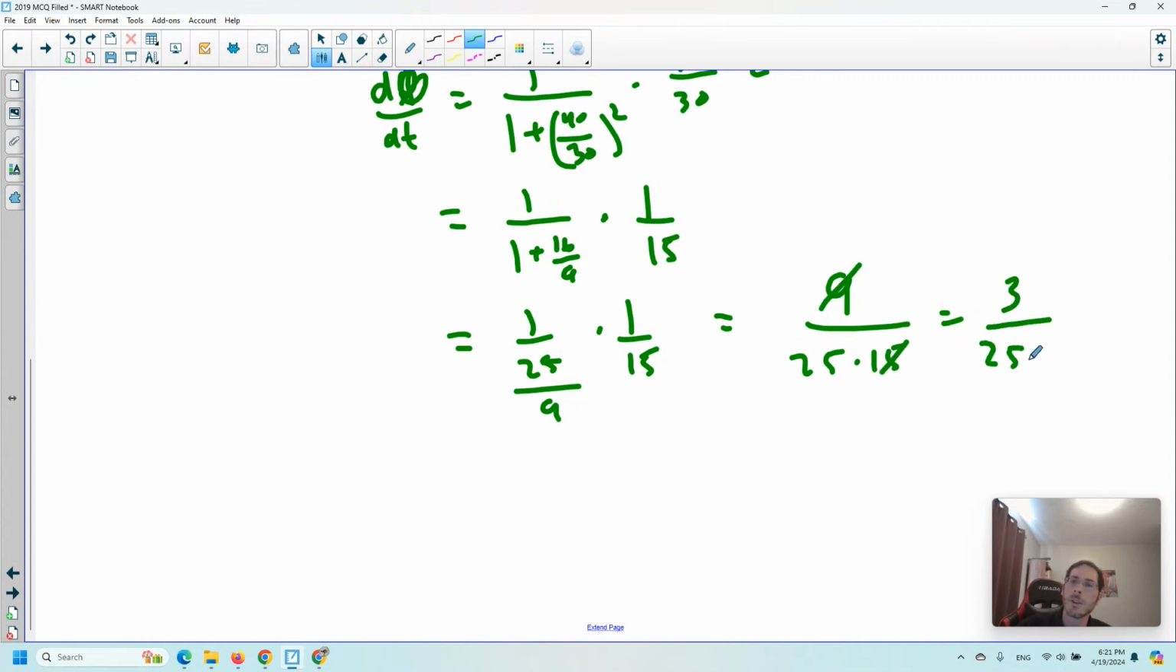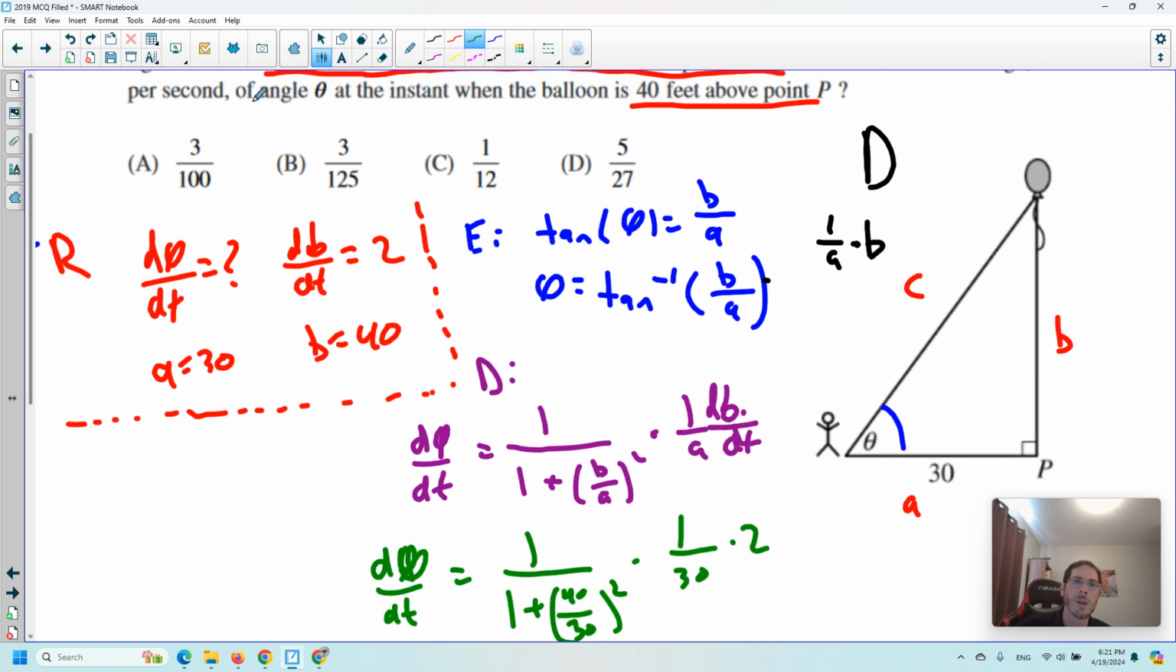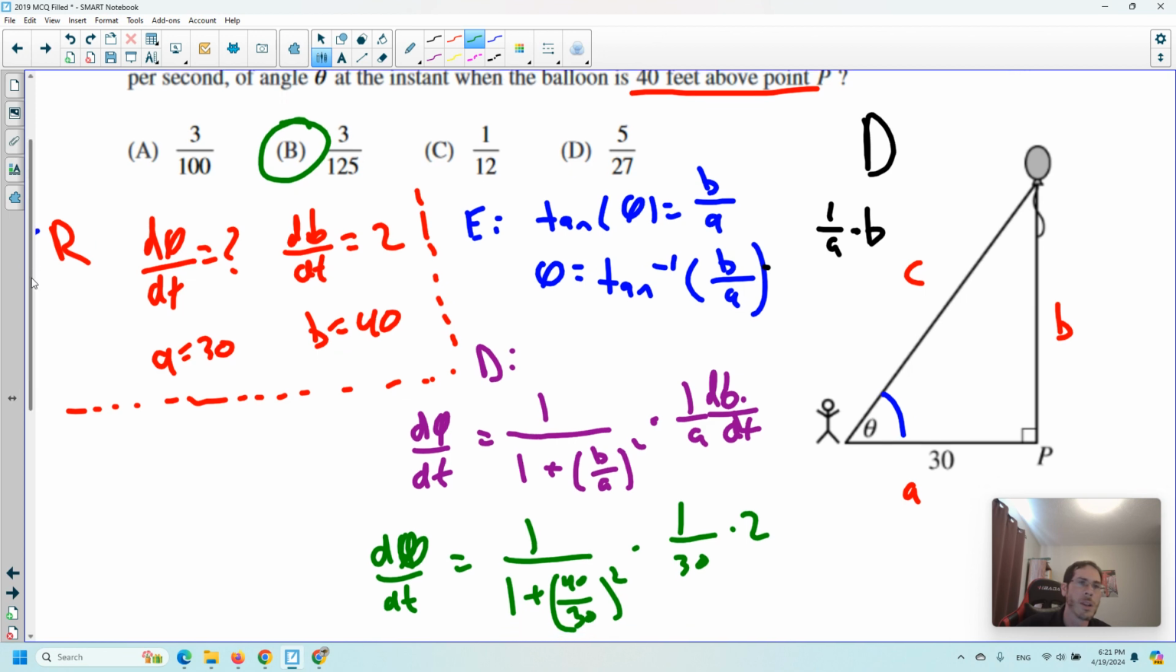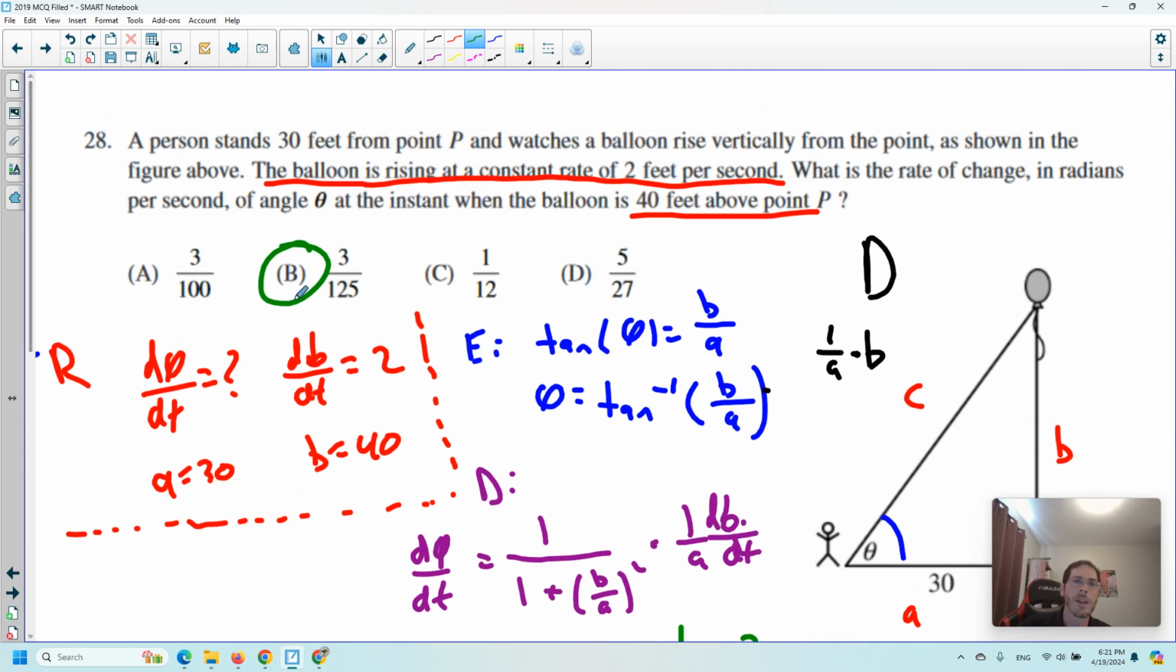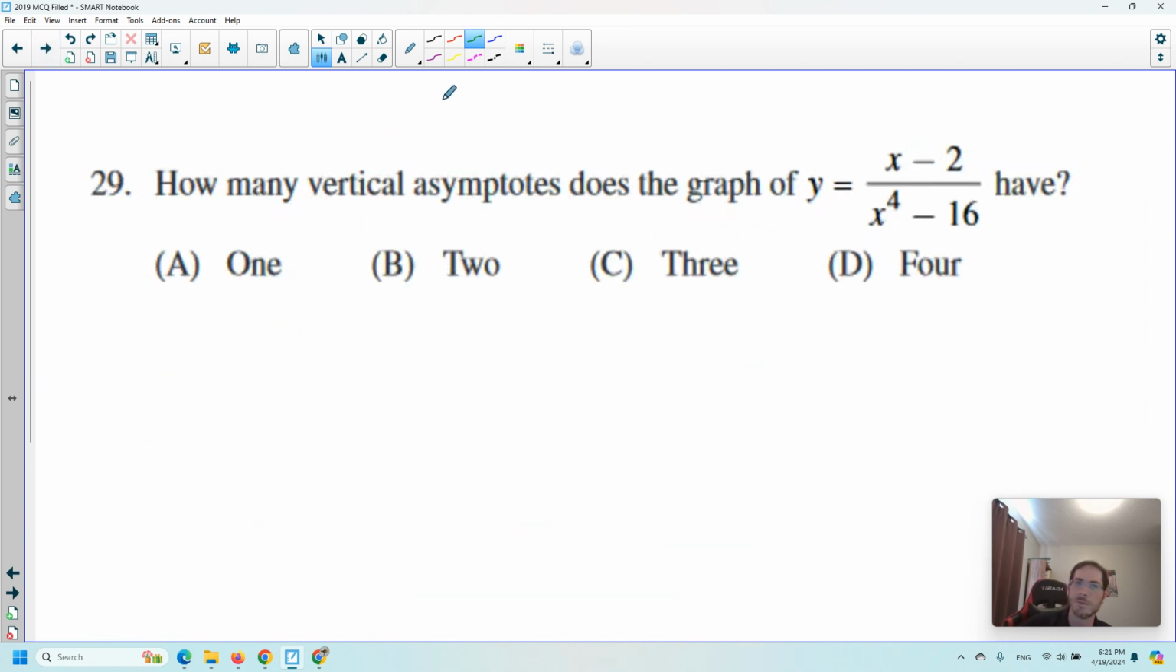3 over 25 times 5. I can't reduce anymore, so I'm picking this one. Yep, 25 times 5 is 125. All right, dreaded question. Not much to do but do it as a dreaded question. Again, this is one of those, I don't blame you if you skipped it and came back to it.